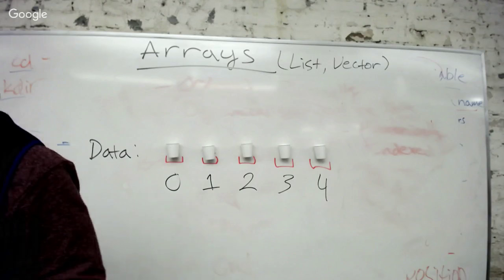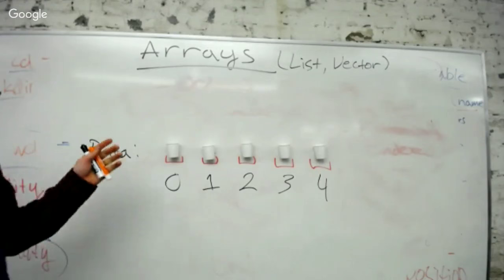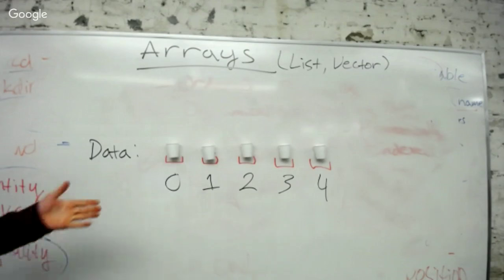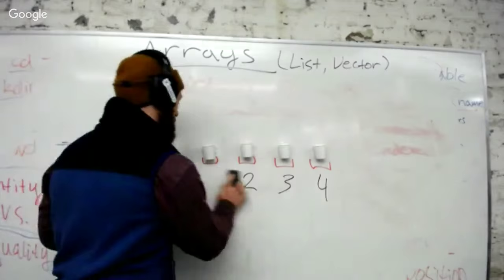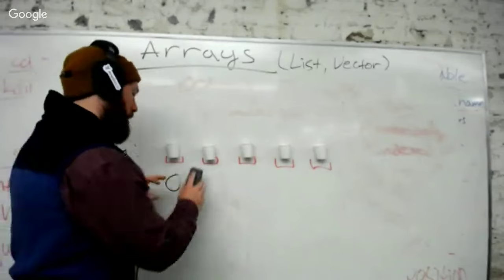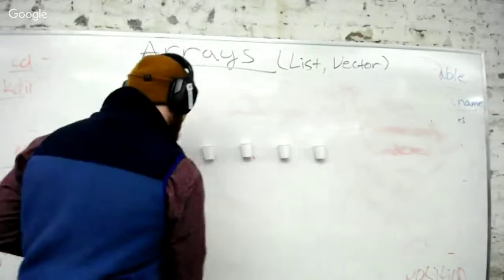Okay, so we talked about the array being ordered, being numerically indexed. So when we talk about an array, we often think about it as a collection of slots into which we could insert something. And I actually am going to wipe these out for now because I'm kind of getting ahead of myself there. I'm going to ask you to pretend as you follow along that the cups without the red under them don't exist.